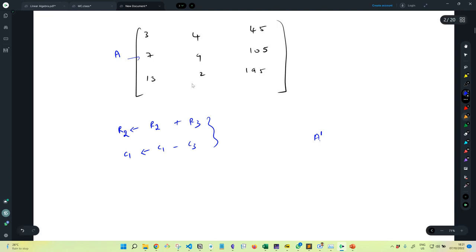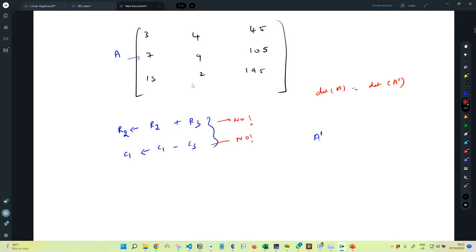Now, in last class we saw some properties. If you perform linear combination, will the determinant get affected? No, right? So basically, this operation will not affect your value of determinant. Similarly, C1 equals C1 minus C3. This is also elementary row operation applied to columns. This will also not affect the value of determinant. Basically, from these two operations we know that determinant of A equals determinant of A prime.